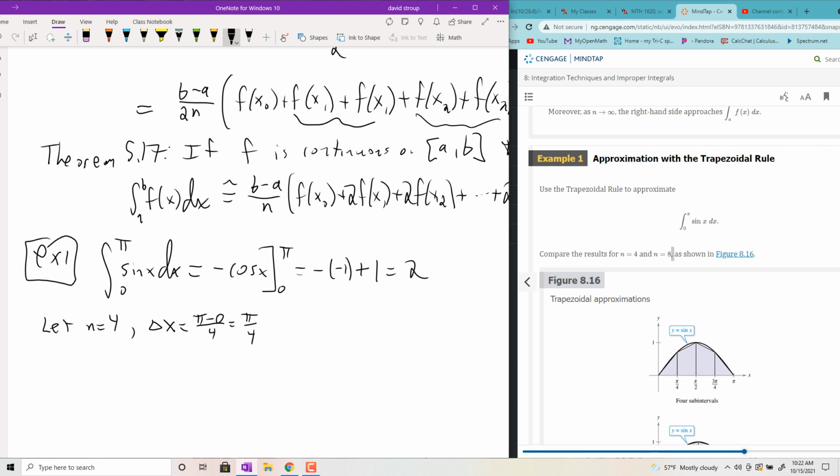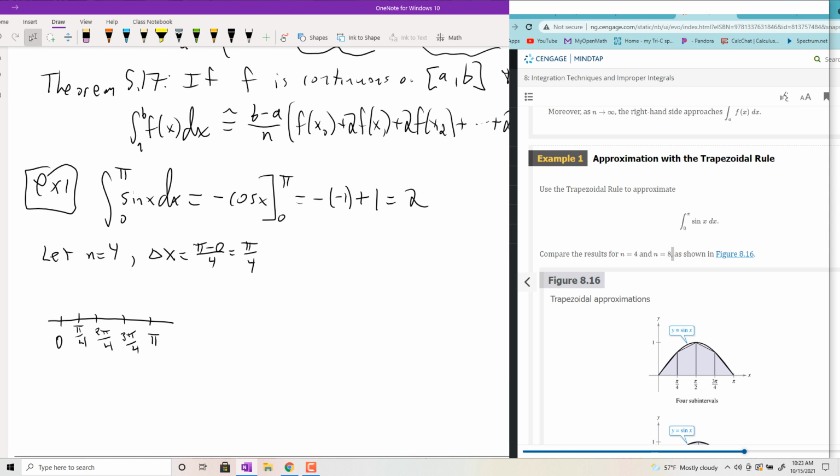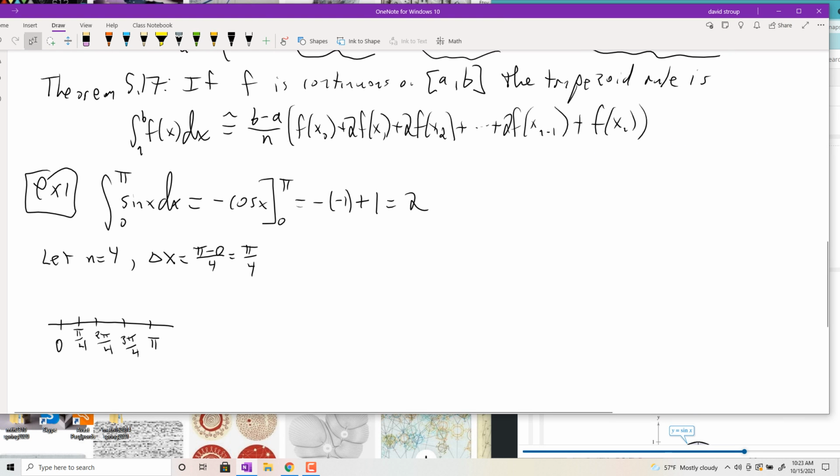And then if you want to, you can partition your interval to figure out how that's going to work, what values you need. So it's going to go pi over 4, 2 pi over 4, 3 pi over 4. And so those are the values that you're substituting into your trapezoid rule there from theorem 5.17, right? All right, so f of x is the sine of x thing. This guy right here is that f of x. So we're going to use that. Let's go at it, right?